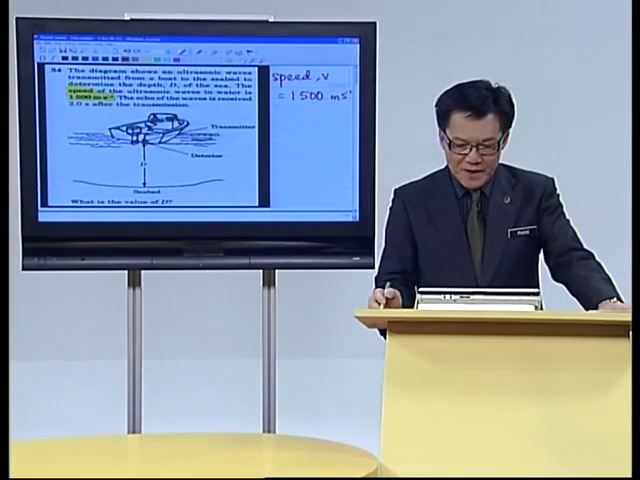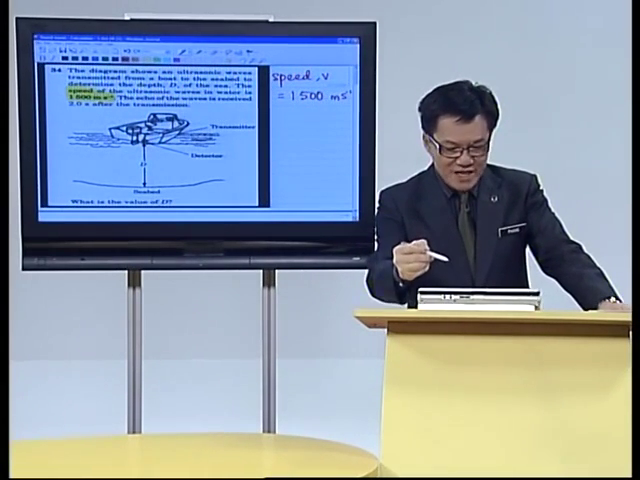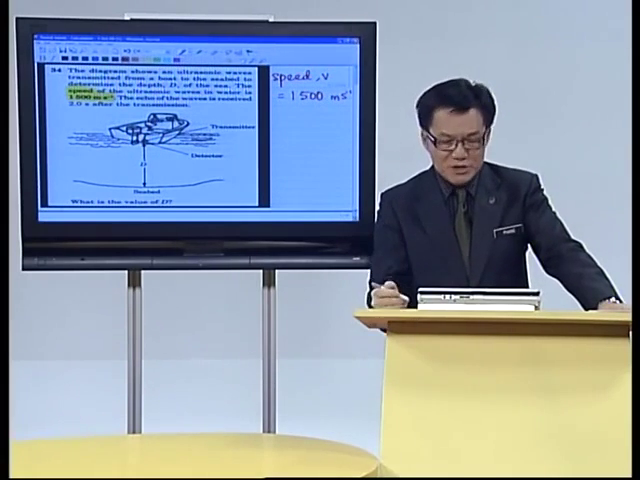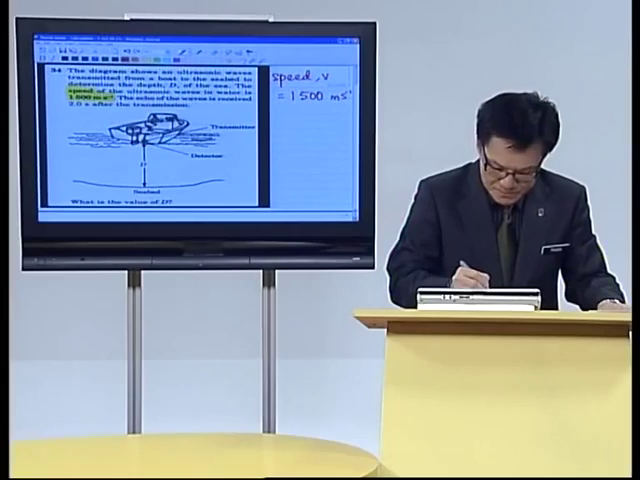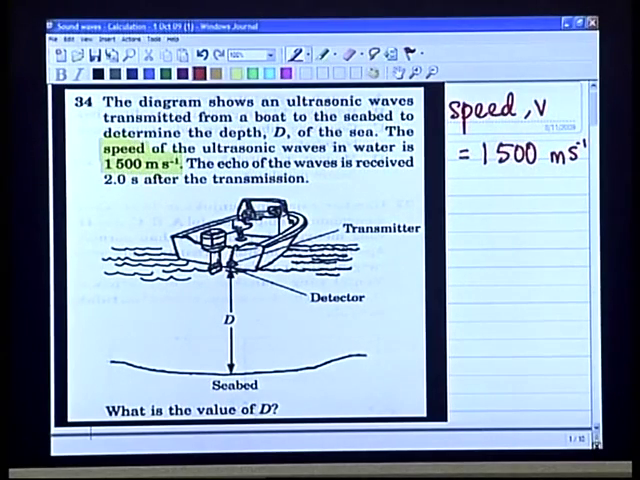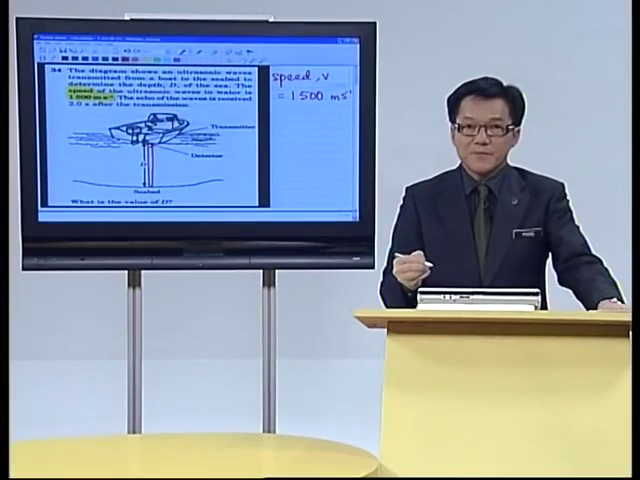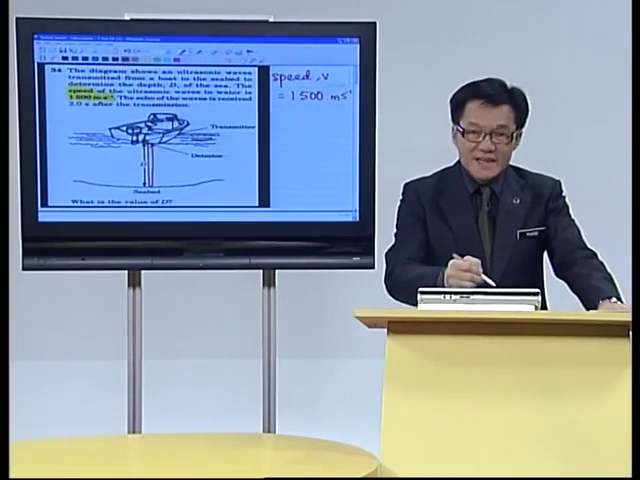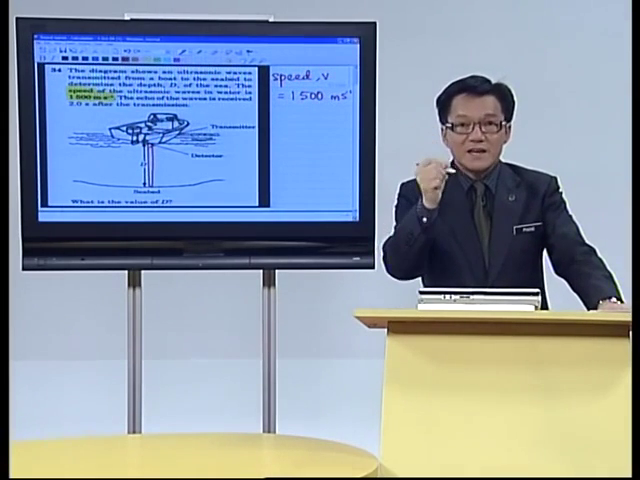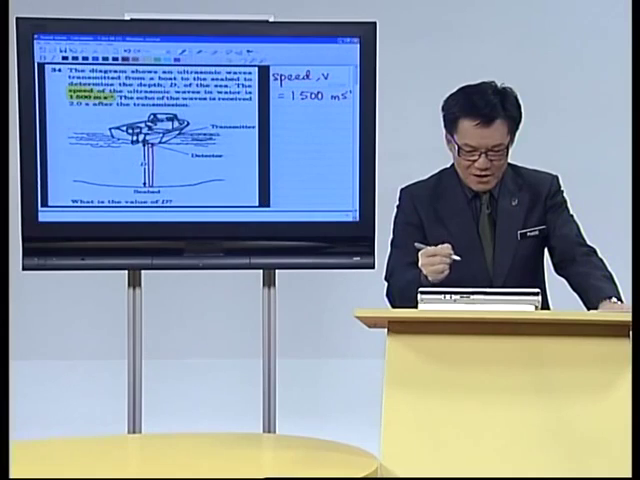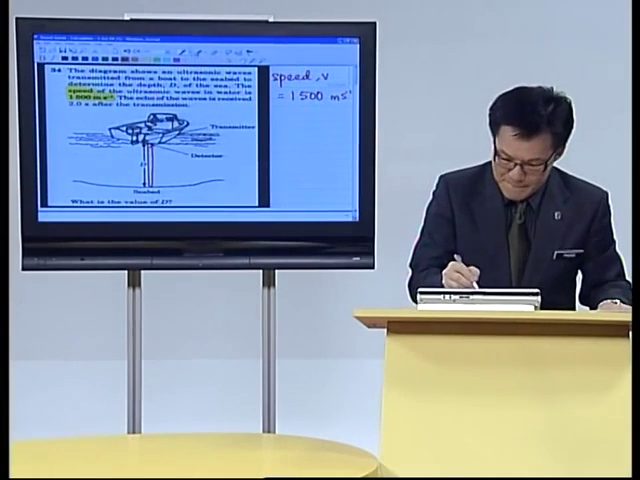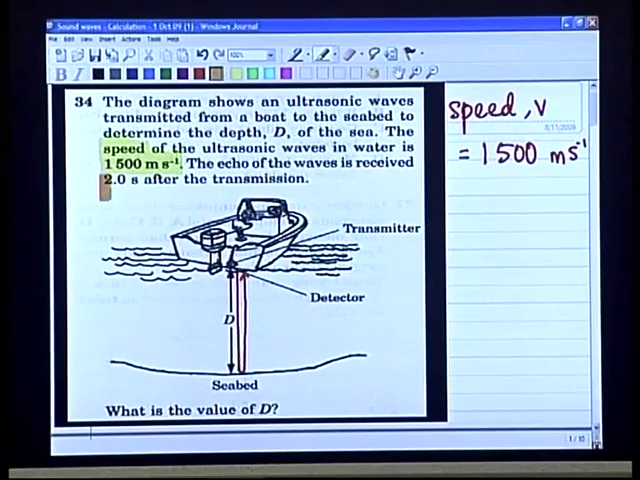Now, what about the second one? The echo of the waves is received 2 seconds after the transmission. Now, what does it mean? Look at the diagram. It means that we send the waves, ultrasonic waves. After that, it is reflected. From the point of sending to the point of receiving the signals of the waves, that takes 2 seconds. 2 seconds after the transmission, the echo of the waves is received.